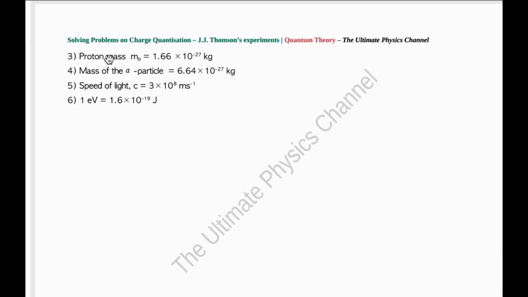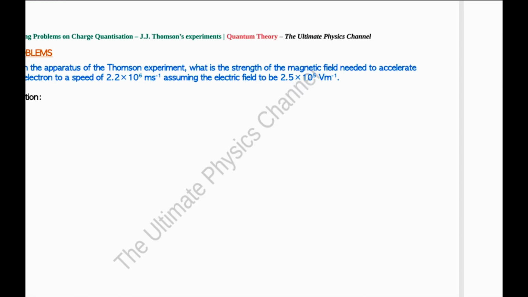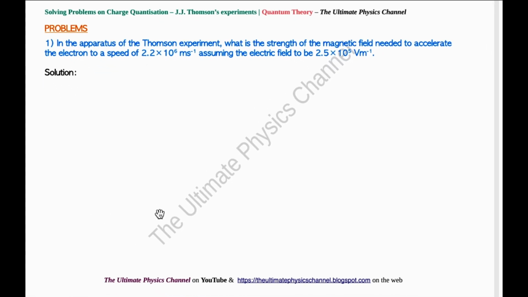Then we have proton mass, which is equal to 1.66 into 10 power minus 27 kilogram. Mass of the alpha particle is 6.64 into 10 power minus 27 kilograms. Speed of light is 3 into 10 power 8 meters per second. 1 electron volt is equal to 1.6 into 10 power minus 19 joules. That's the conversion between electron volt and joules. Now with these things in mind, we can proceed to solve the problems related to this topic here.